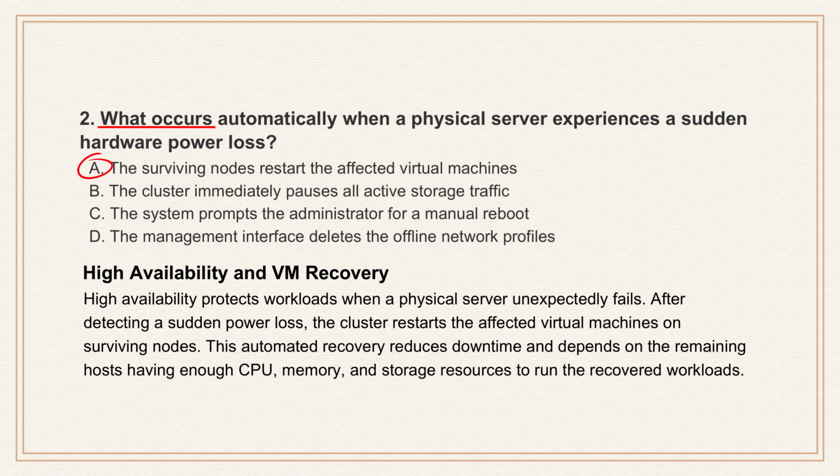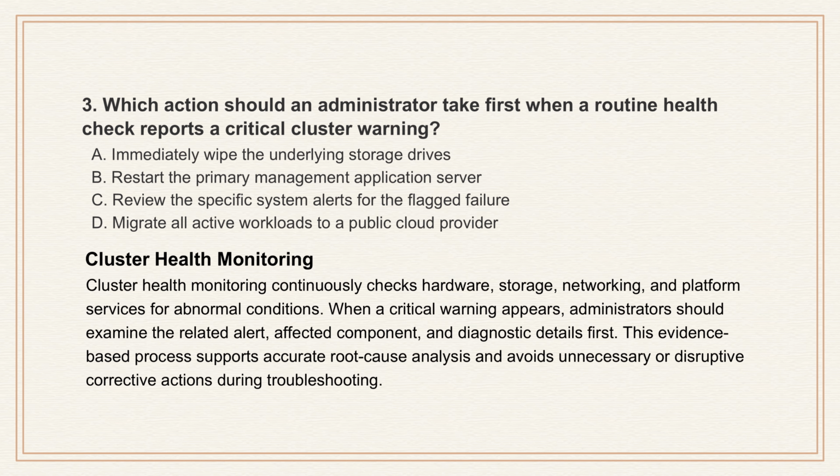But can we catch a disaster before the power actually drops? We definitely try to. Right, and that proactive angle leads us to question 3. Which action should an administrator take first when a routine health check reports a critical cluster warning? The correct answer is C. This tests an admin's evidence-based approach. The absolute first step is to examine the specific critical alert and its supporting logs. Makes sense. You have to identify the affected component and understand the root cause before taking action.